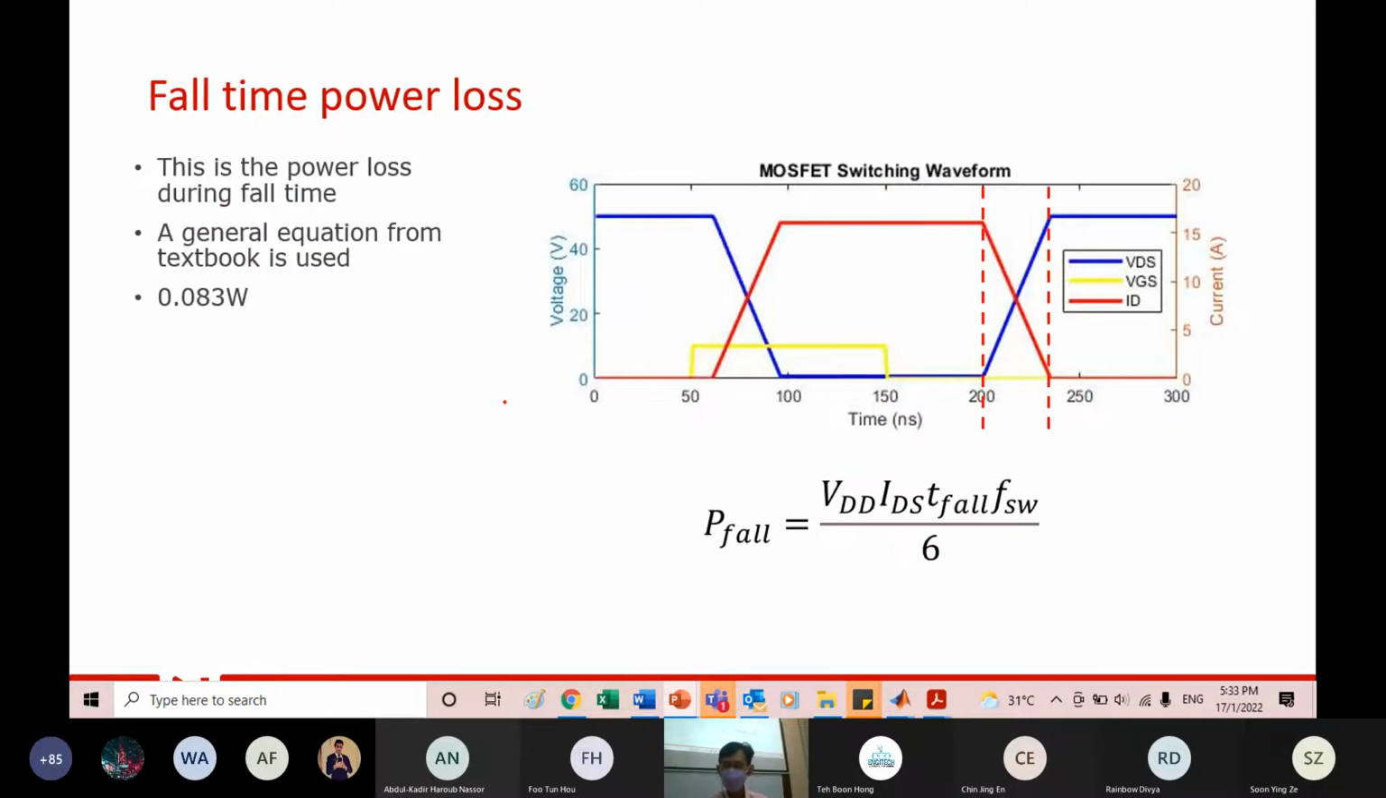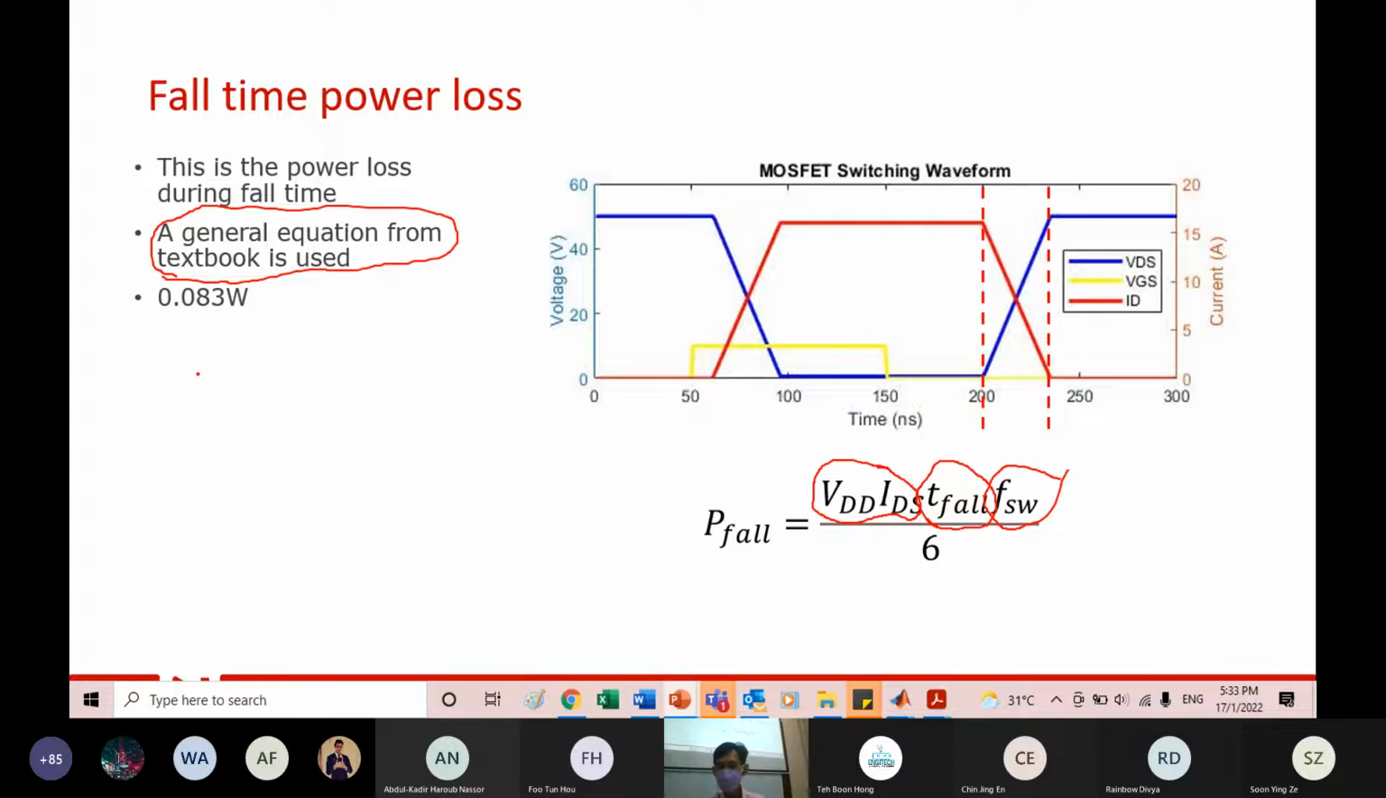And now we move on to the fall time. The fall time and the rise time are the same. Like I said, I use a general textbook equation, unless you can confirm it is a pure triangle, then you divide it by 2. Or else, because it is not a triangle, in actuals you can see that it's the same equation divided by 6. The difference is that you change this to the fall time. So it's still the same: the voltage, current, and power, multiplied by the fall time, multiplied by the switching frequency, and divided by 6.